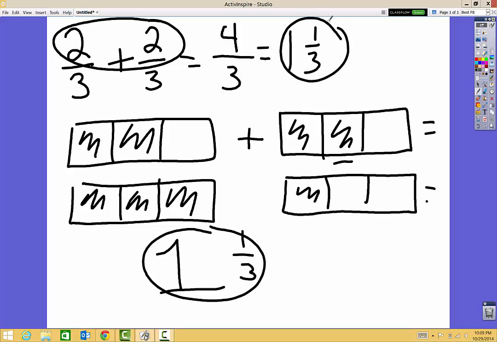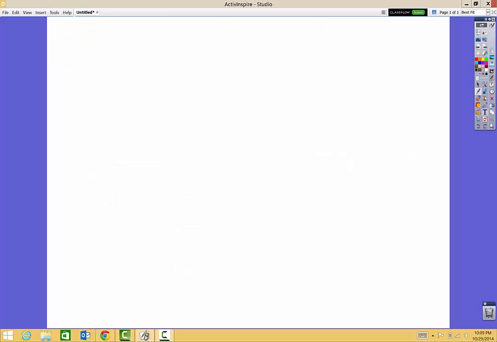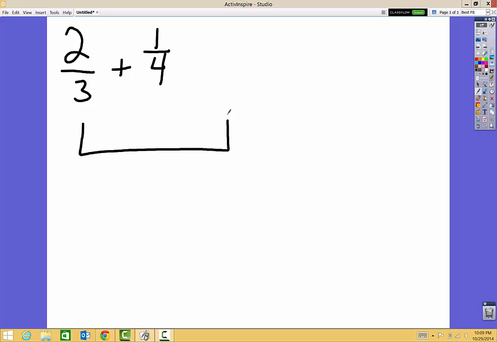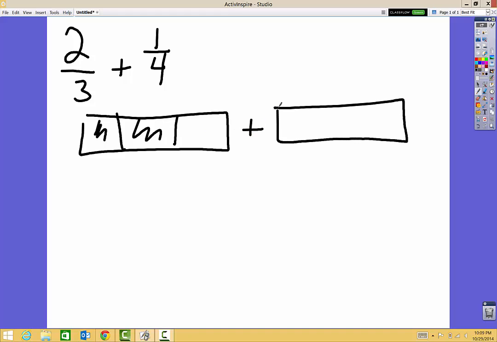However, when we have unlike denominators, our problem's slightly different. So if I had 2/3 plus 1/4, I have something that looks like this: 2/3, shade in 2 out of 3, plus 1/4. 1, 2, 3, and 4 parts. And here I can't add 2/3 and 1/4 because they're not the same size. So what do I do? Well, I need to find equivalent fractions.